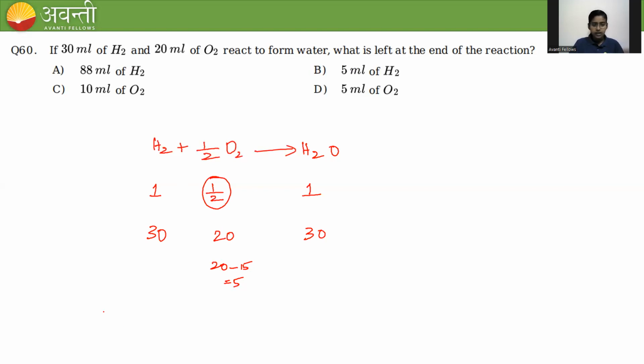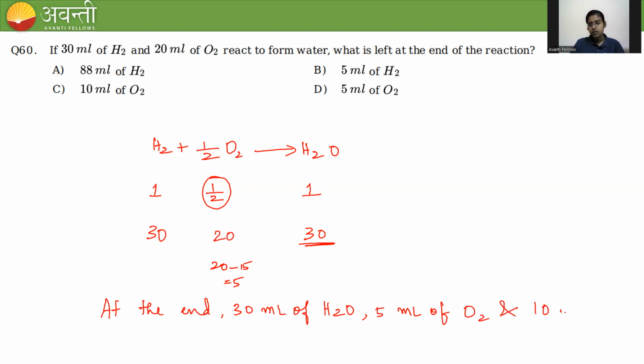Okay. So now at the end, if you see, 30 ml of water will be there in the reaction mixture because that is a product, and 5 ml of oxygen will be there, and the remaining 10 ml of hydrogen will be there. Okay. Clear? So the option 5 ml of oxygen is given in option D. So option D is the correct answer.